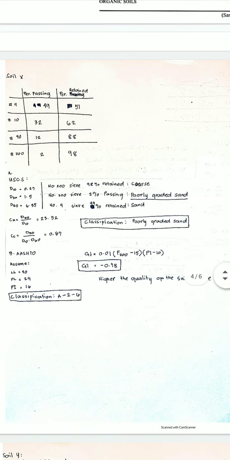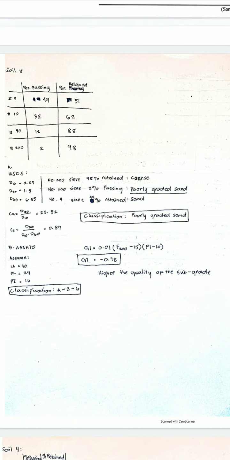Next is the use of AASHTO. In classifying using AASHTO, I assume that soil X has a liquid limit of 40, a plastic limit of 24, and PI is equal to liquid limit minus plastic limit, so it is equal to 16. Using this assumption and the data in the grain size distribution table, I classify soil X as A-2-6.